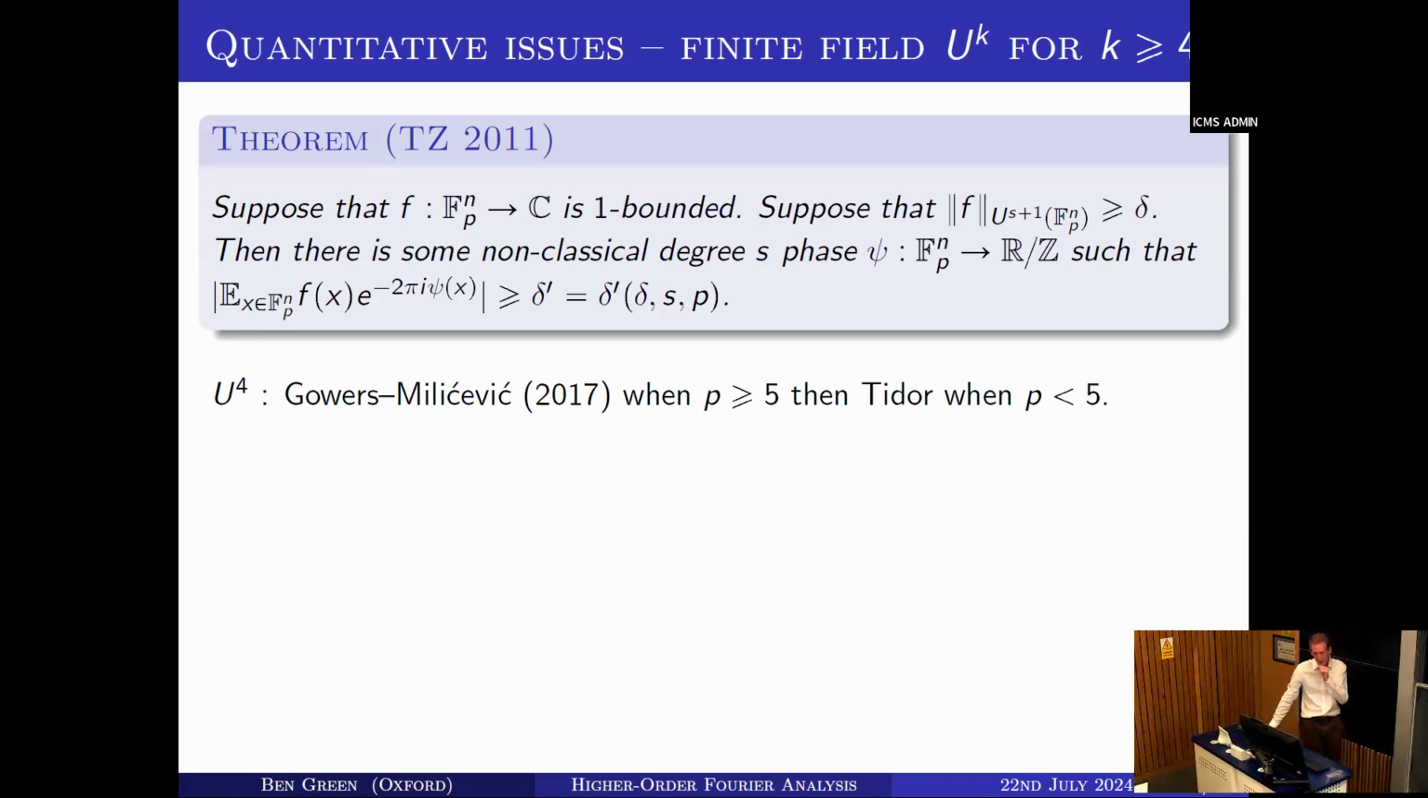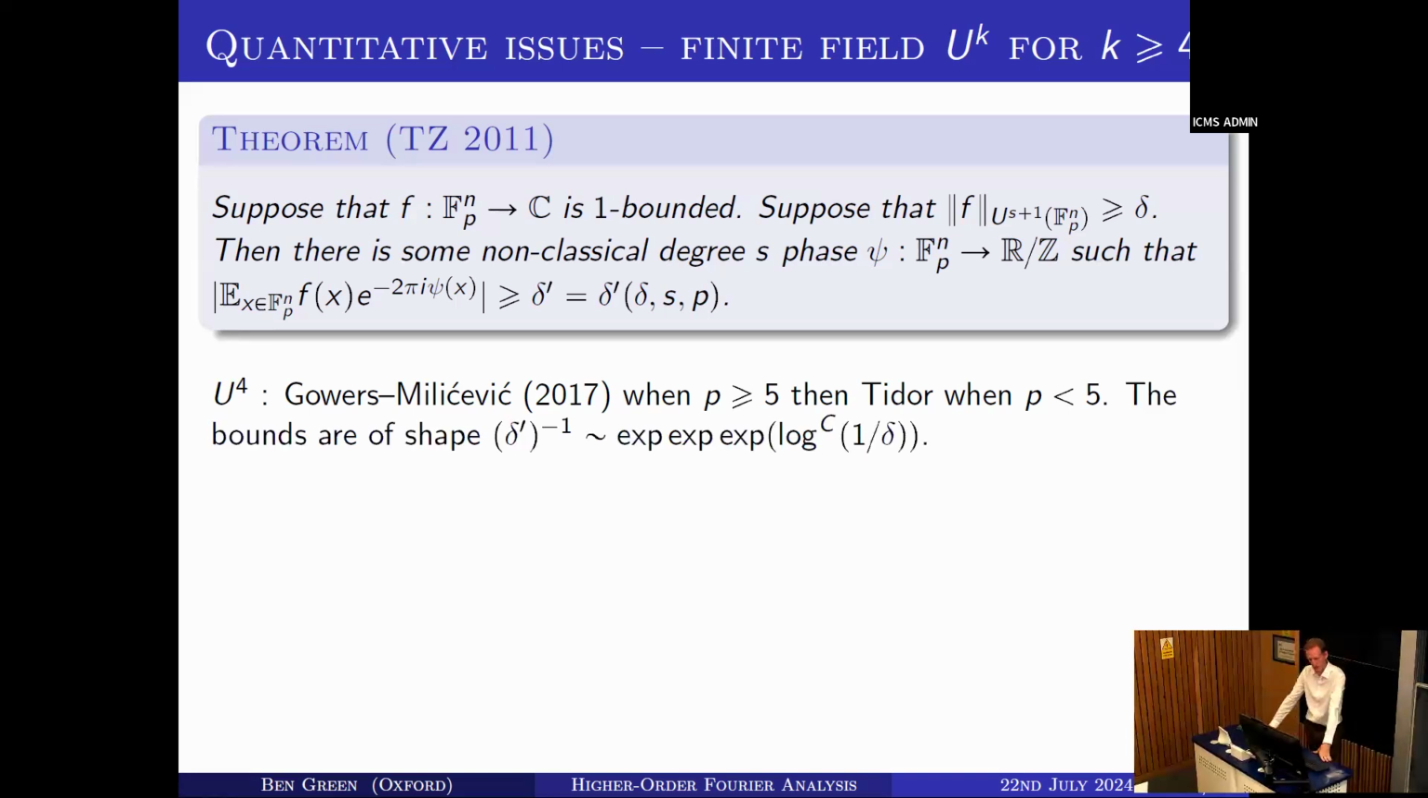And I think, I may be wrong, that the state of the art is as follows. So for the U4 norm, Gowers and Milićević have the best bounds for the U4 norm in characteristic 5 or higher, and then Jonathan Tidor for characteristic 2 and 3. And those bounds are of this shape. Is that correct? Or maybe your paper missed an exponential? Well, I think that the initial version had 2 exponentials, and then Lovett in personal communication improved it to a single exponential. So it is actually much better than this, is it?